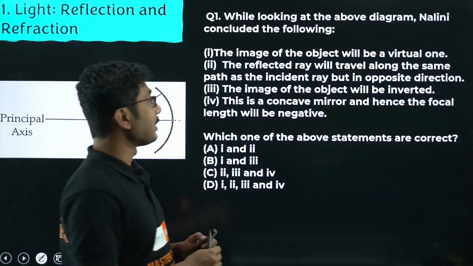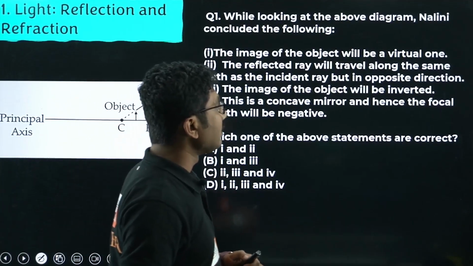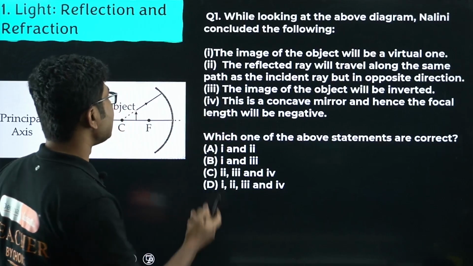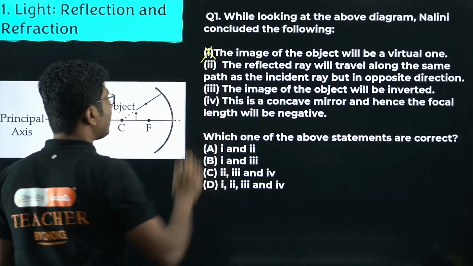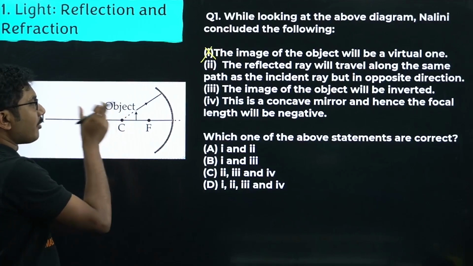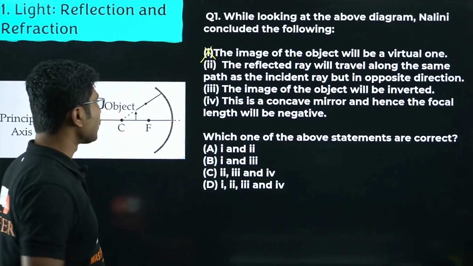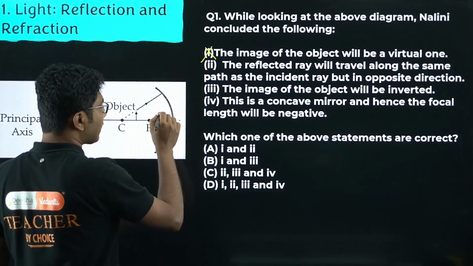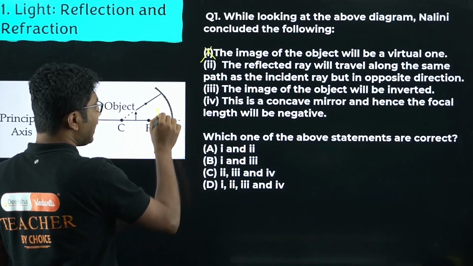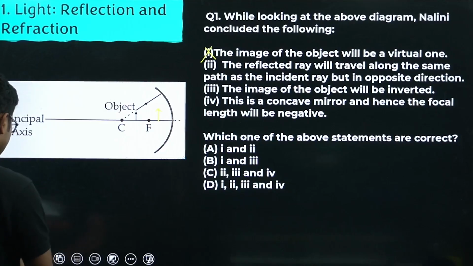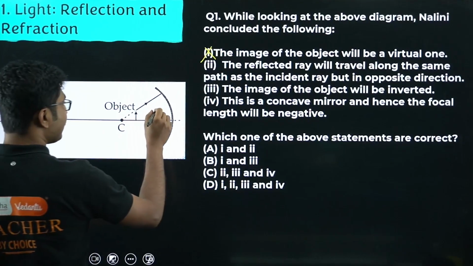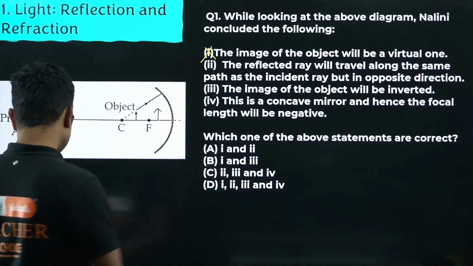So these are the important points. Statement one: the image of the object will be virtual. First of all, this is a wrong statement. Why so? Because this is a concave mirror and the object distance is between C and F, so it will not be a virtual image. Virtual image happens in case of concave mirror only when the distance is less than F. So the first point is incorrect.